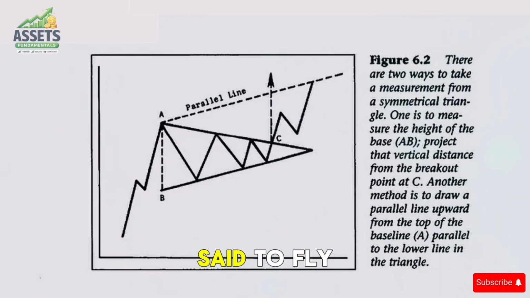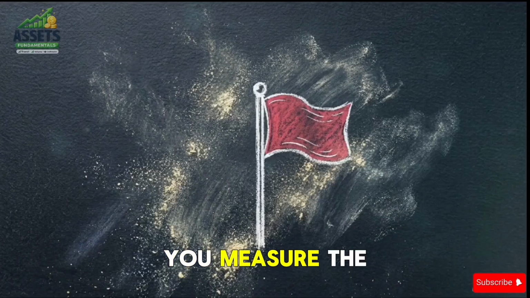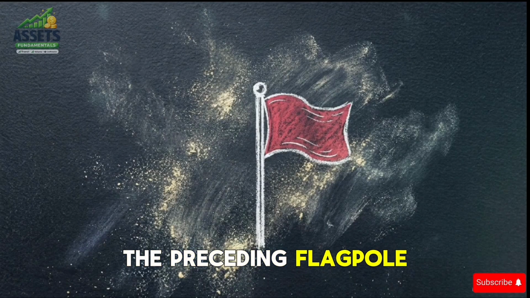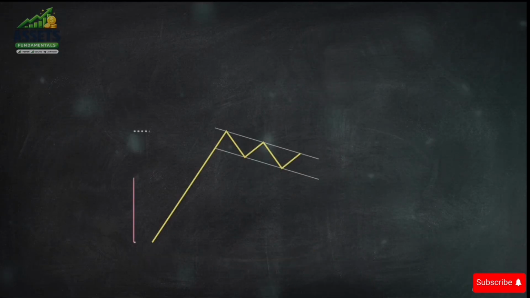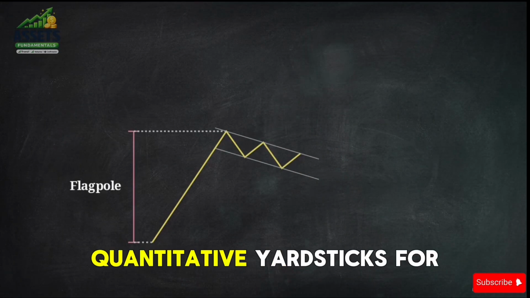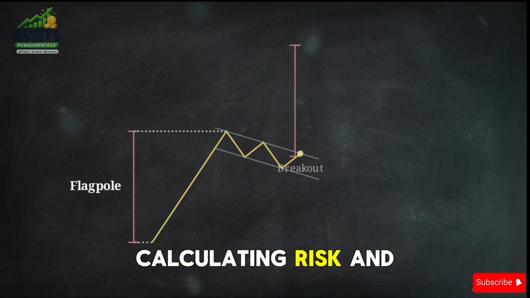These patterns are said to fly at half-mast. You measure the vertical distance of the preceding flagpole and duplicate that exact value upward from the breakout point. Geometric patterns provide literal quantitative yardsticks for calculating risk and reward.